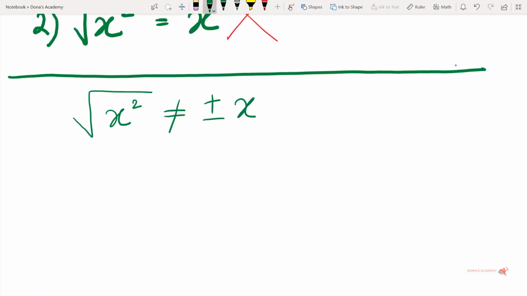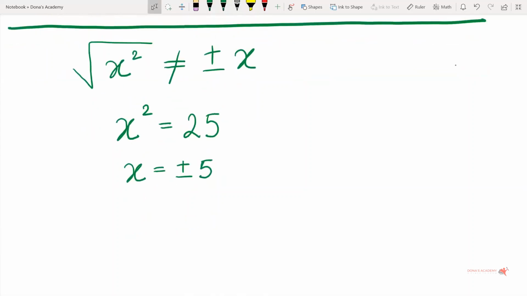Now, if you are given the equation x square equals 25, you know that the answers are x equals plus or minus 5. That is exactly correct. Then how come this is incorrect? Now this positive answer here, plus 5, is called the principal square root of 25.